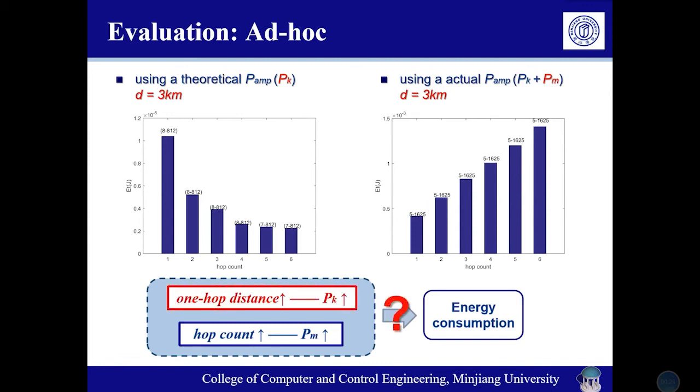Comparing the two figures, we have a new question. Under actual parameter conditions, if the one-hop distance continues to increase, the transmission power will grow significantly. So, at this time, what will be the change of the overall energy consumption? Will the operating energy consumption of the node still be the dominant factor in overall energy consumption?